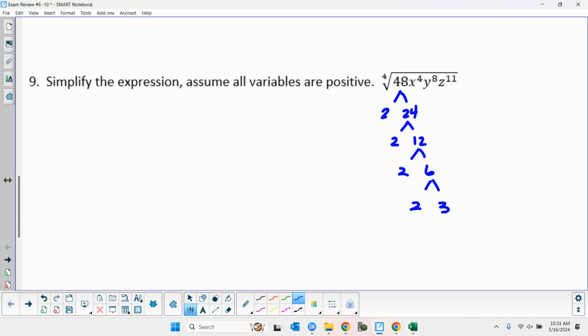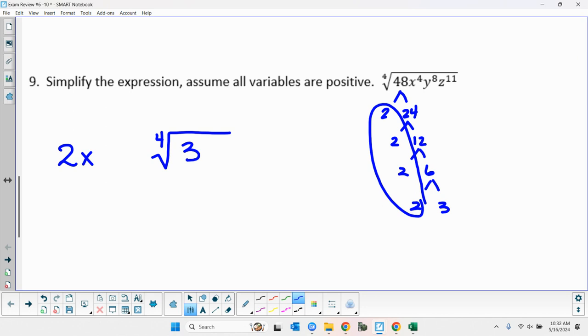Some of us got this backwards during the year. The one that you have the group of 4 of comes out in front of the radical sign. Whatever's left stays under the radical sign. So the 3 was left, and it stays under the 4th root of 3. Now I'm looking at the variables. I've got 4 x's. So what can I pull out front? Just 1 x. I've got 8 y's. How many groups of 4 is that? 2. So I can pull 2 y's out. What is y times y? y squared.